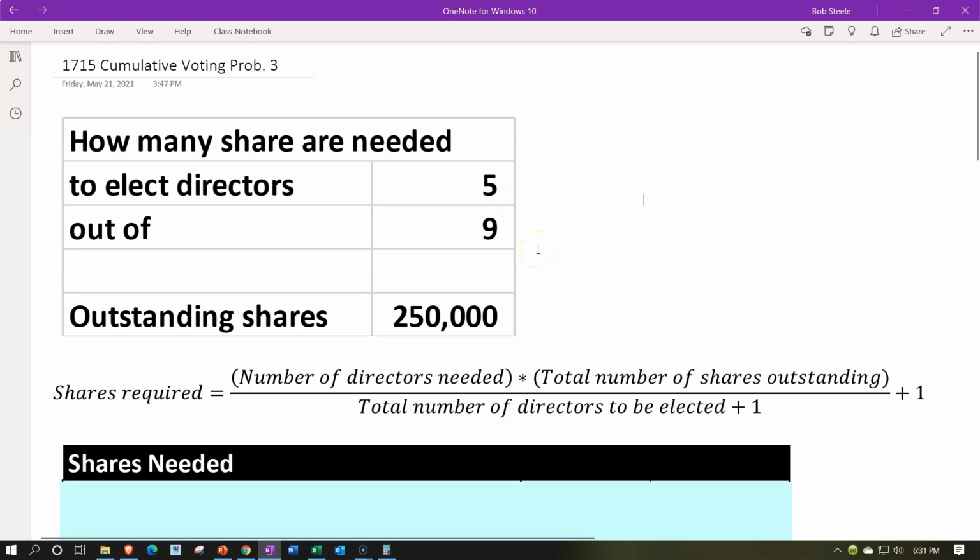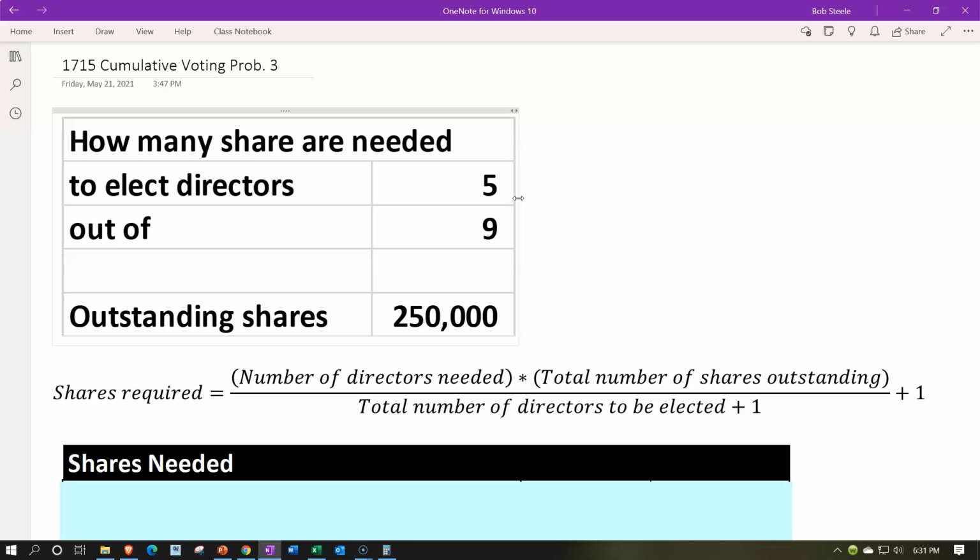Remember, as we think about these cumulative voting problems, there are generally 2 calculations we can think about. We can think about 1, how many shares we need to get to in order to lock down a certain number of directors, in this case 5, or 2, given the number of shares that we have, if we consolidate our votes, how many directors could we then vote for?